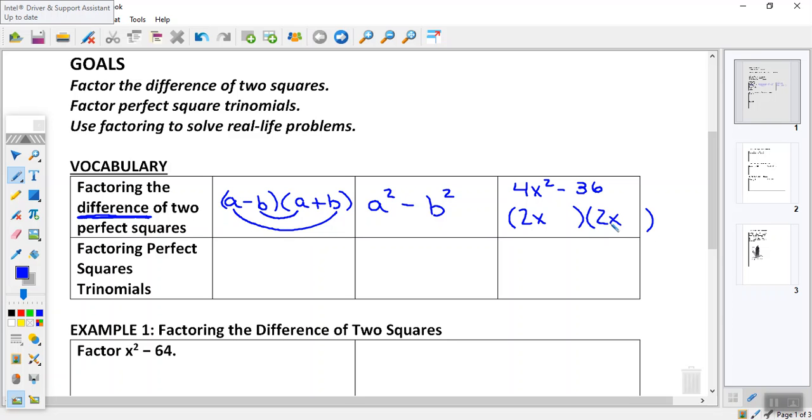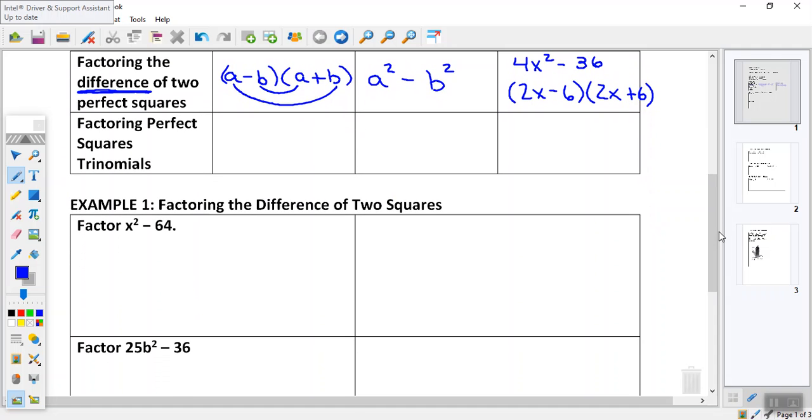And now that I have this minus sign in here, isn't 36 a perfect square? Okay, what is the square root of 36? So I can write this as minus 6 times plus 6. There it is. 2x minus 6, 2x plus 6, if I wanted to. Pretty interesting, right? Let's go right down to example 1 with this idea.